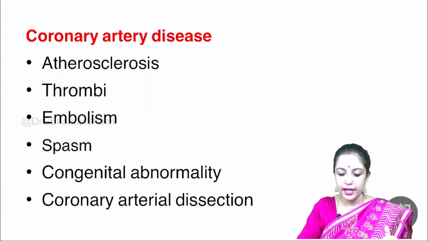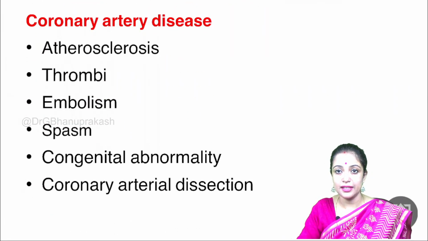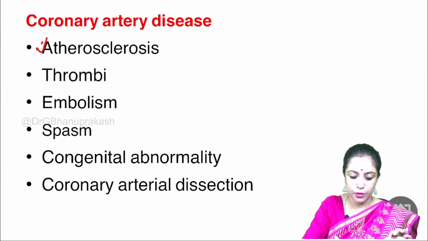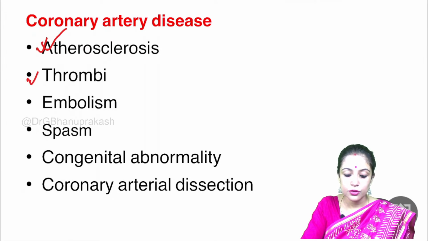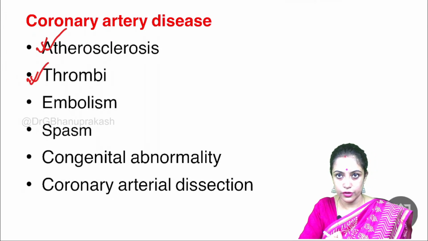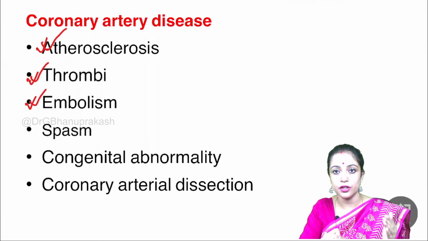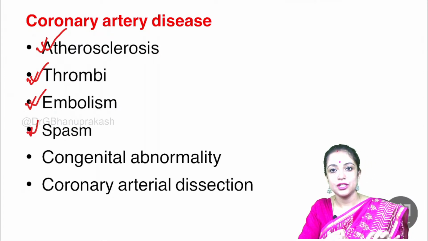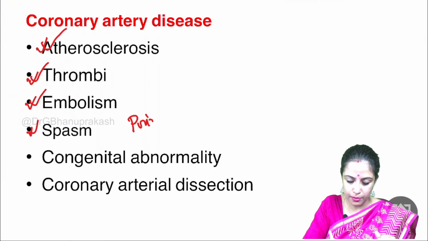Other than this, there are a few other causes of coronary artery disease as well. As I have said, there are non-obstructive causes as well. Atherosclerosis is the most common obstructive cause, and among the other obstructive causes, we have thrombus formation in the coronary artery itself. Rarely, embolism can cause obstruction in the coronaries. Coronary vasospasm may lead to angina, which is also known as Prinzmetal angina. I'm going to talk about this Prinzmetal angina.